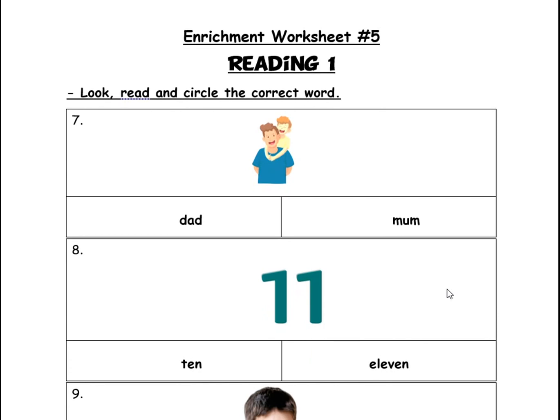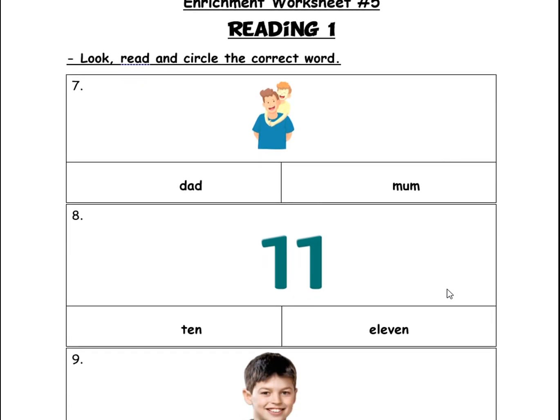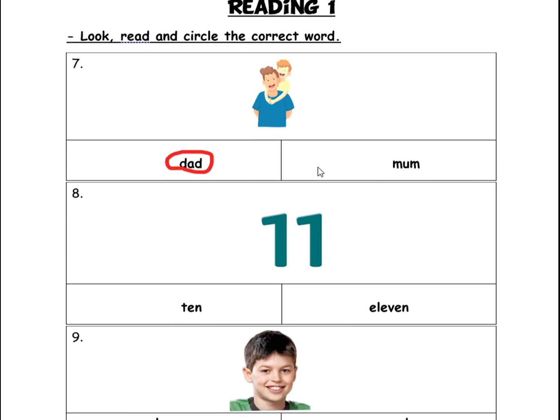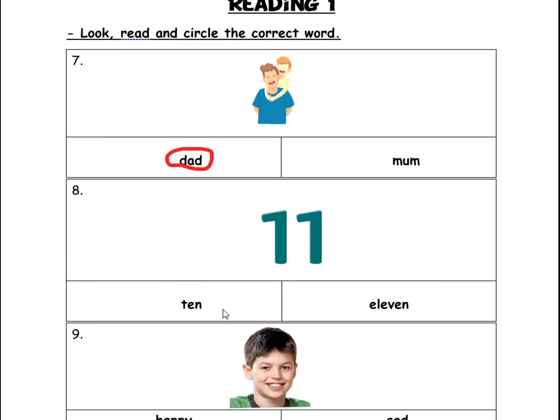Now, reading activities. Look, read, and circle the correct word. Now, look at this picture. Is it dad or mom? Of course it is dad. So we circle it. And this picture, is it 10 or 11? Of course it is 11.